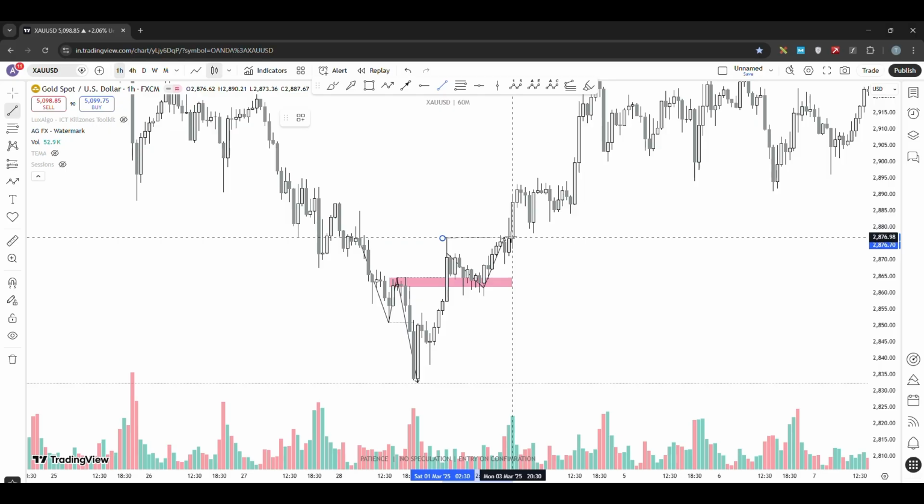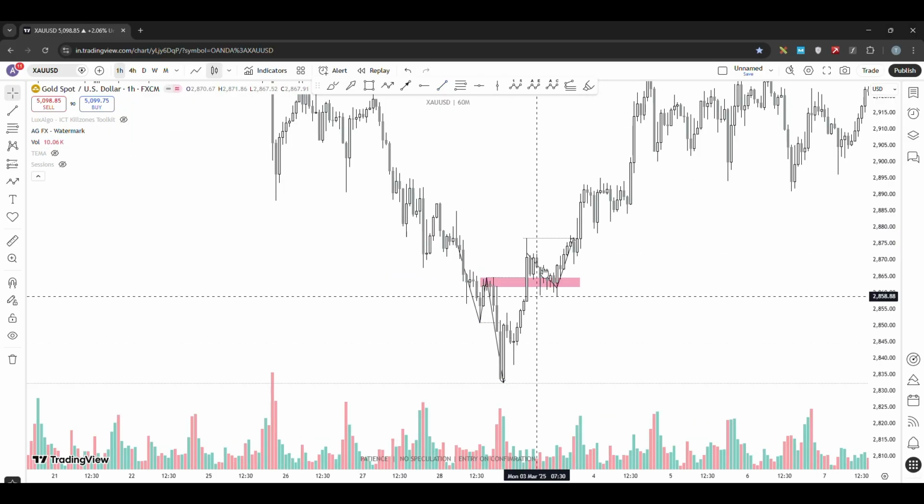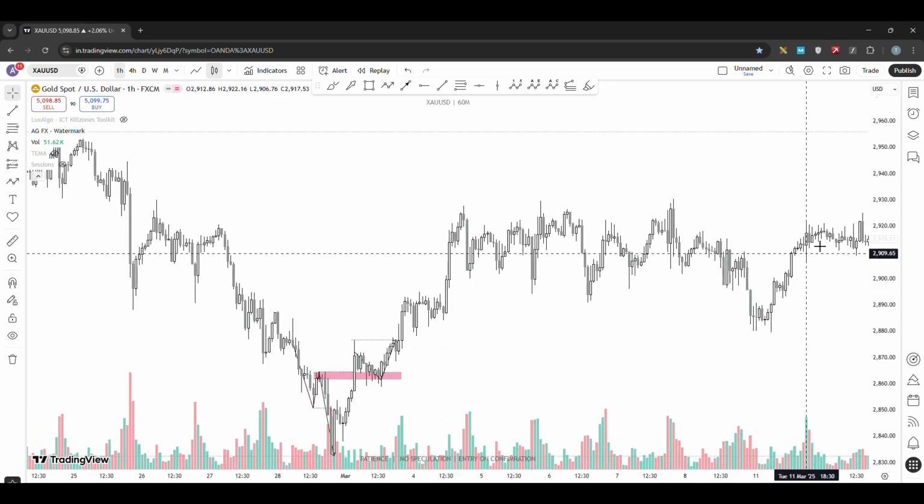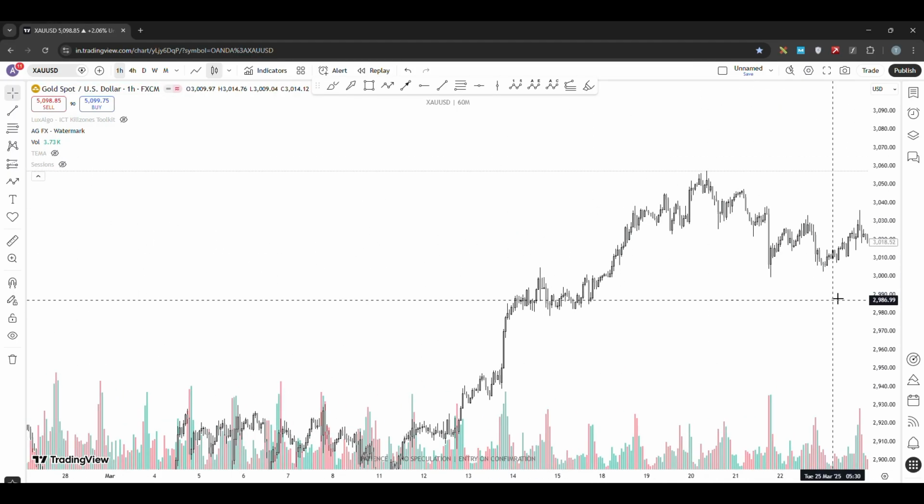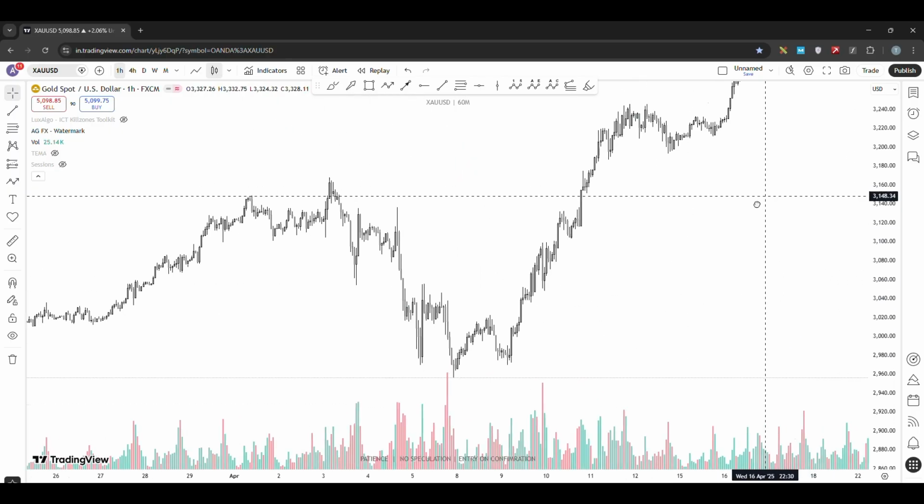Right? So this is what a breaker block is, and whenever the market reverses its trend after a pullback, you will be seeing breaker blocks. Okay, so this is what a breaker block is. Let me show you some more examples so that it becomes absolutely clear to you what a breaker looks like.